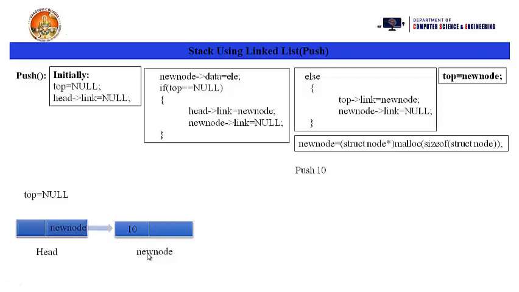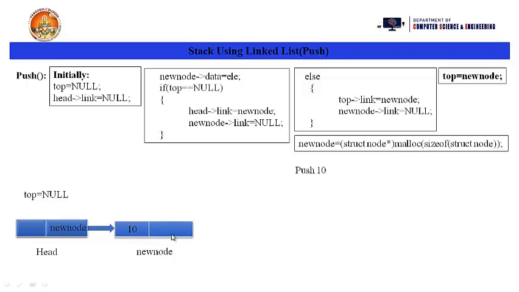Then the link will be established between the head node and the new node. Then next statement, new node tends to link equal to null, means we have to make the new node link part as a null. Why? Because it is the last node, we don't have any remaining nodes here. So in that case last node link part as a null.